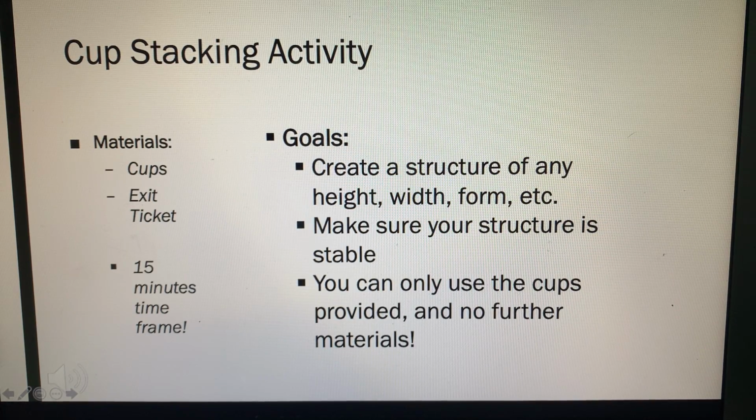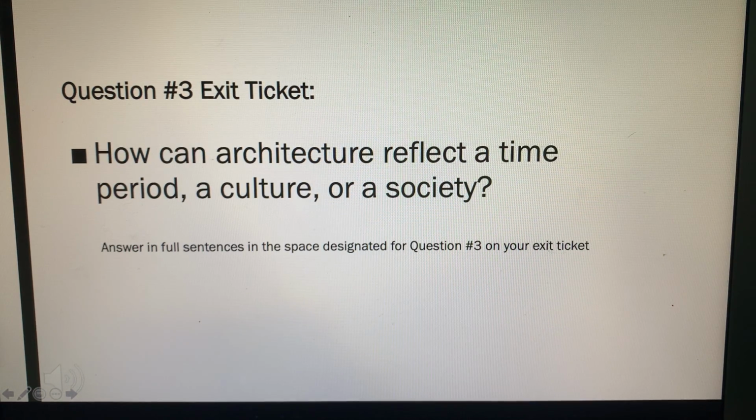The first activity students will participate in is cup stacking. They will be provided with plastic cups and their exit ticket. The goal of the cup stacking activity is to create a structure of any height, width, or form, and to make a structure that is stable. They can only use the cups provided and no further materials. Upon completion of the cup stacking activity, students will answer question number 3. How can architecture reflect a time period, a culture, or a society?